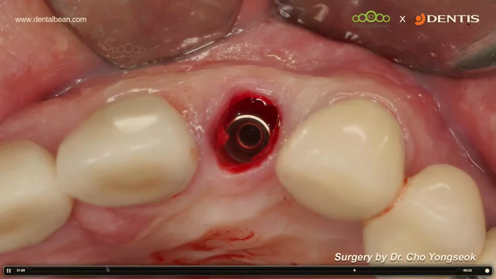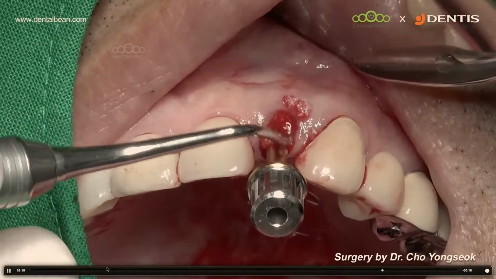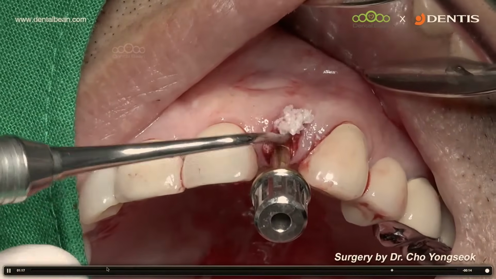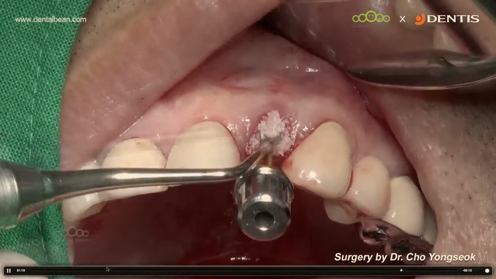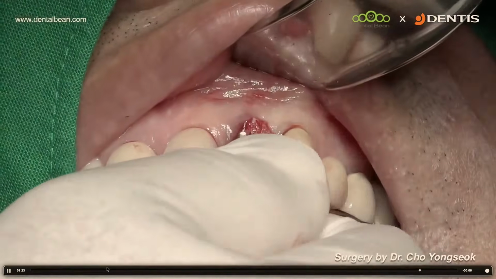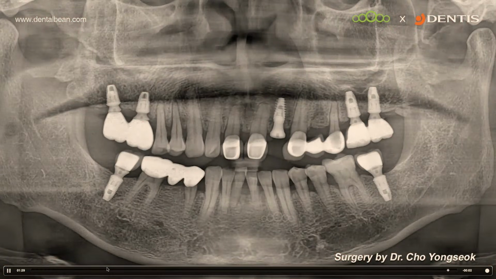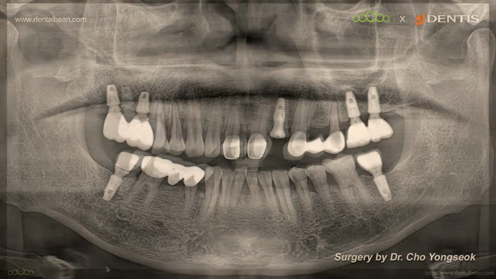Such an aggressive thread in the XL implant is very helpful to get primary stability. Intrasocket bone grafting was done. Surgery finished. Generally, not always, it is necessary to approximate the flap. In many cases I don't approximate, just finish.